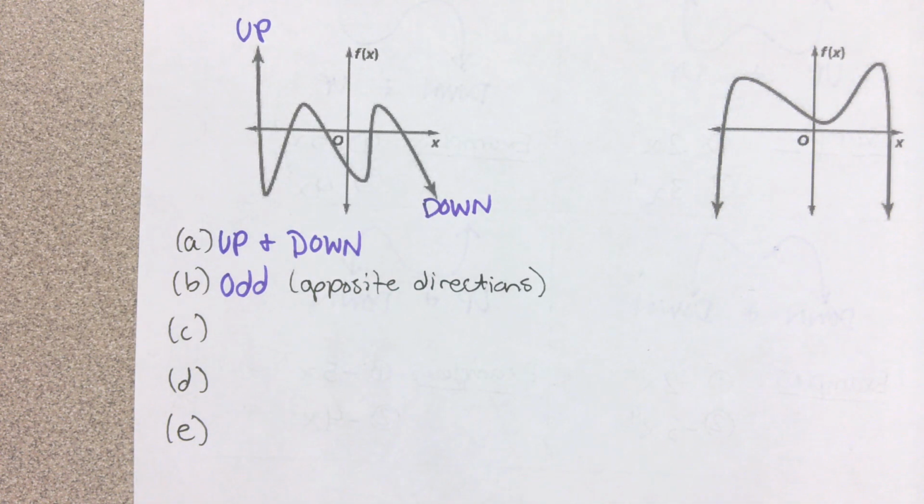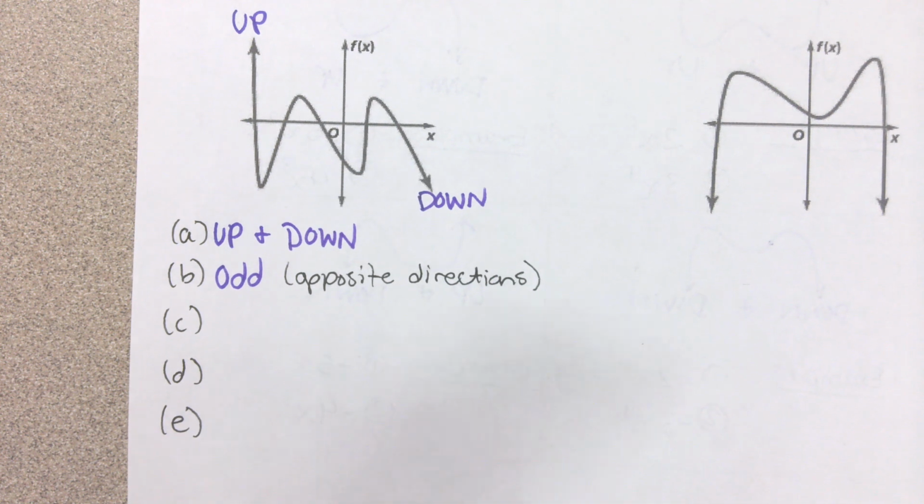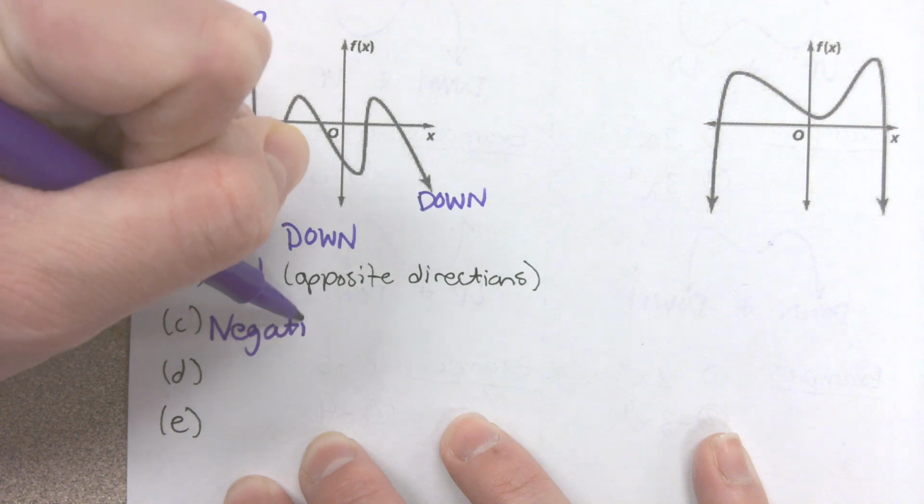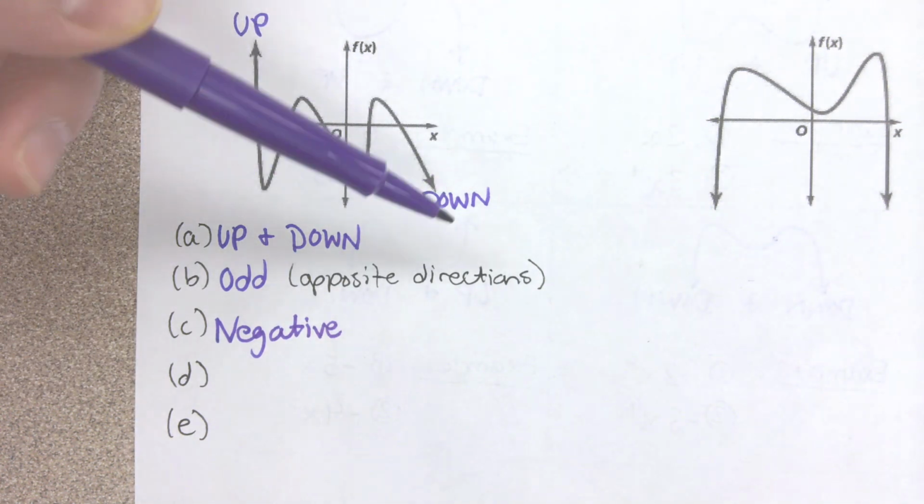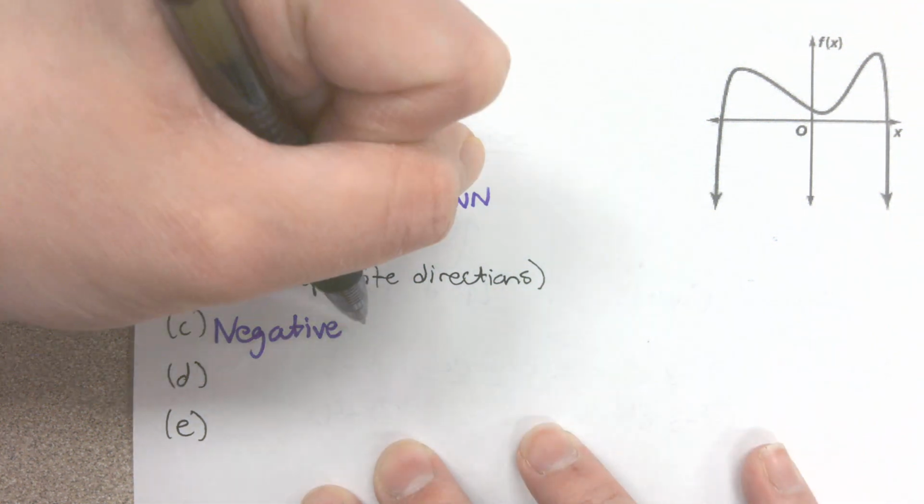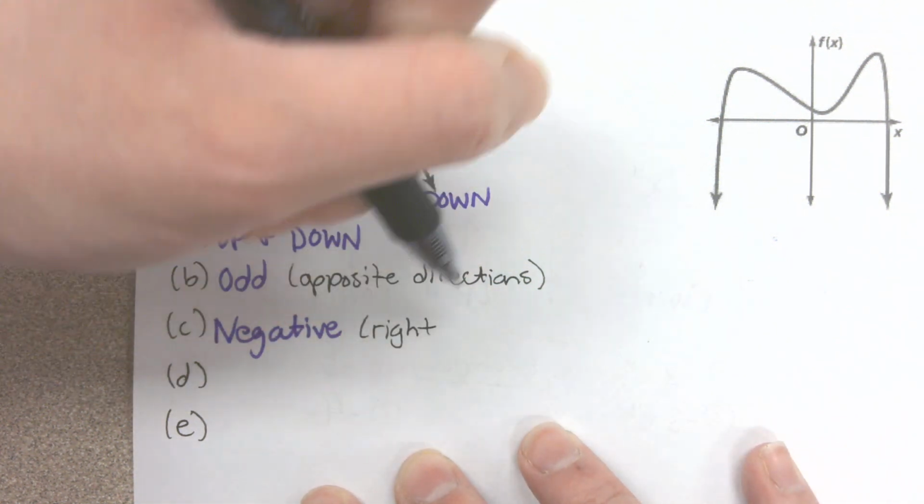C, determine if the leading coefficient is positive or negative. Is this a positive or negative graph? Negative. This is negative. Good. Negative, you look at the right side and see where it's going. If it's going down, it's negative. Up, it's positive. Right side is down.